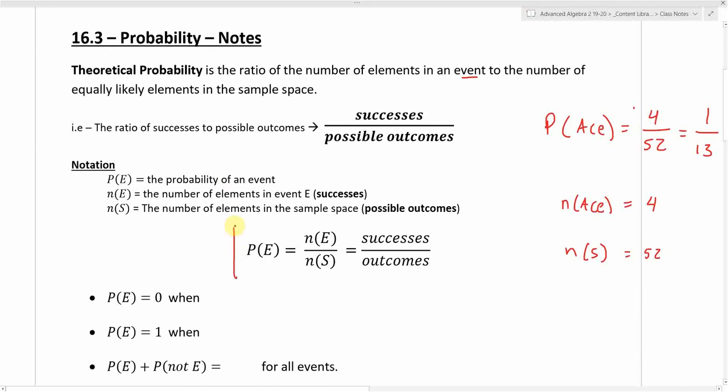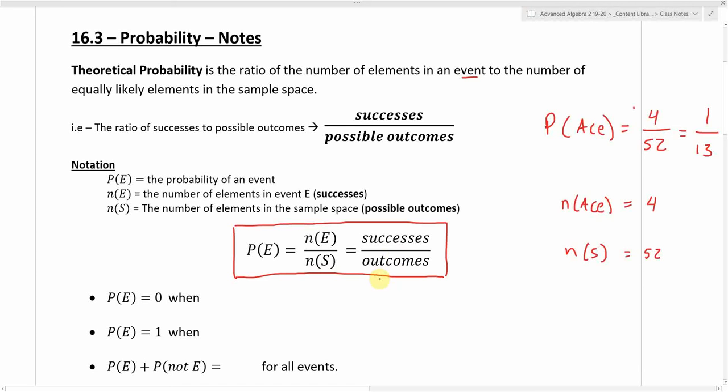And in general, the probability of any event is always the number of ways that event can happen divided by the number of ways that the trial could go, total possible outcomes. Successes over outcomes. This is really what should be in your mind when you think about how to figure out probability. How many ways can I succeed? How many ways could it go?